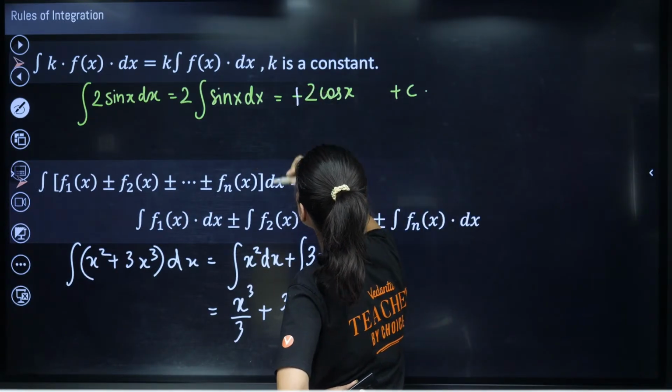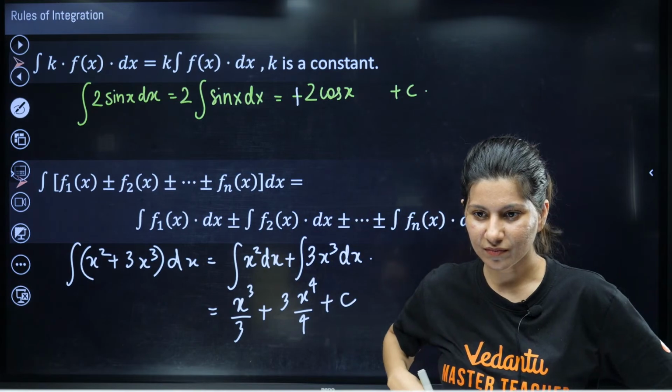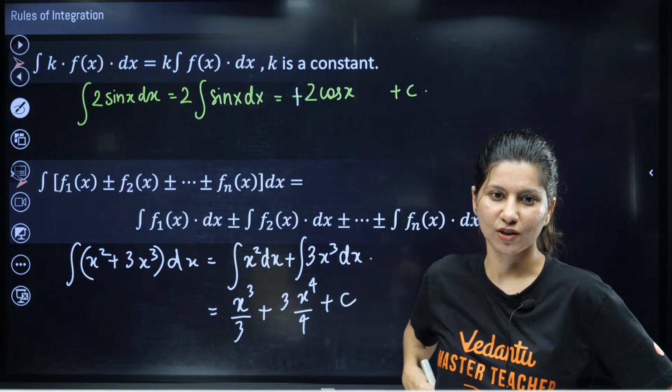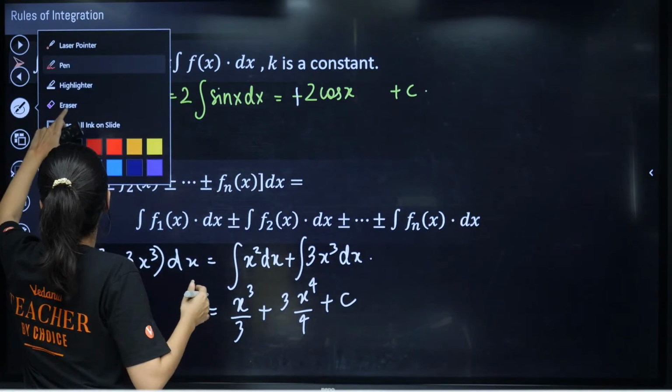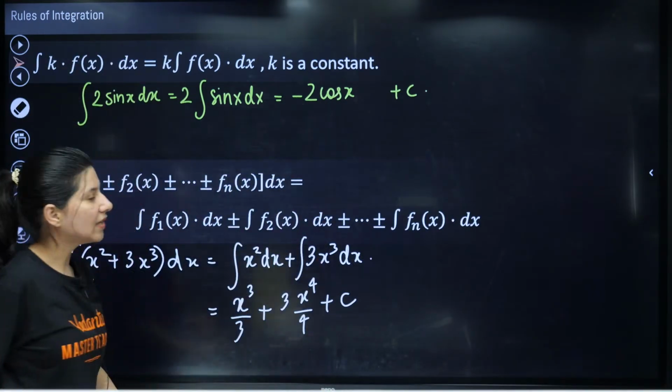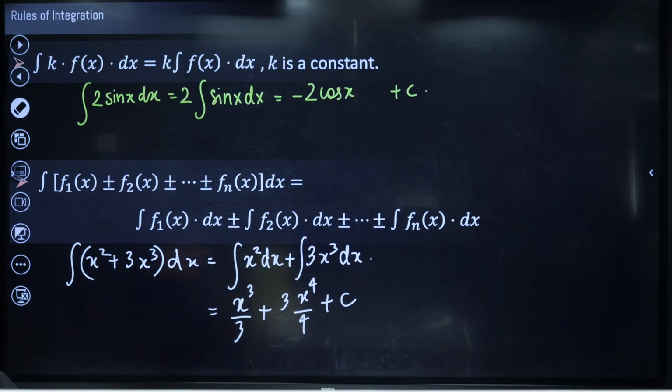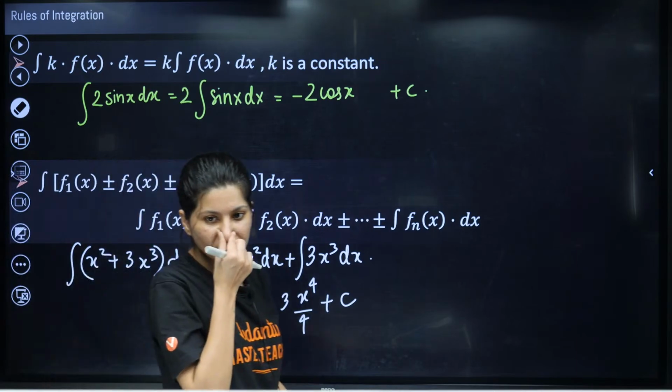Integration of sin x is what? Plus cos x, right? Sorry, my bad. No, minus cos x only. So you get minus 2 cos x. Correct?